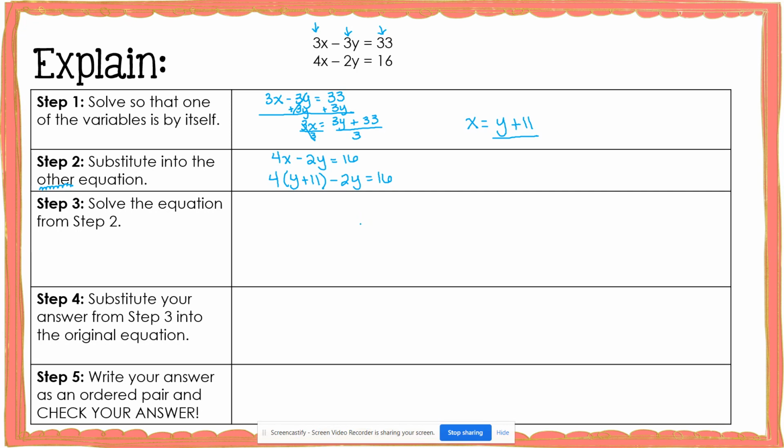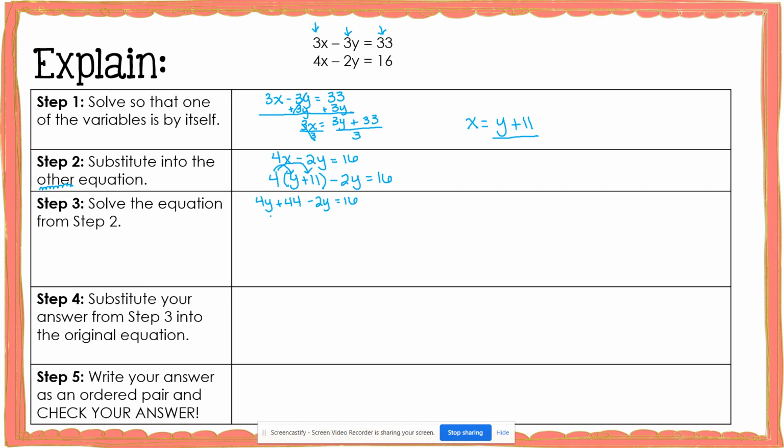Well, now we have to solve our equation. So again, this is a multi-step equation. So we would need to start by distributing our 4. 4 times y gives us 4y. 4 times 11 gives us 44. And then we have minus 2y and equals 16.